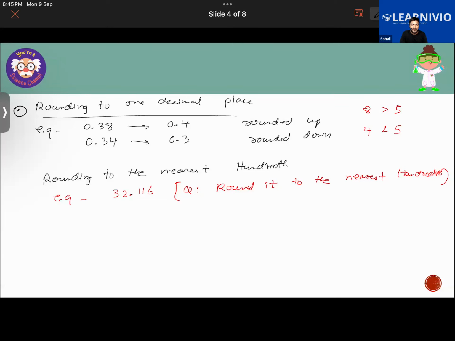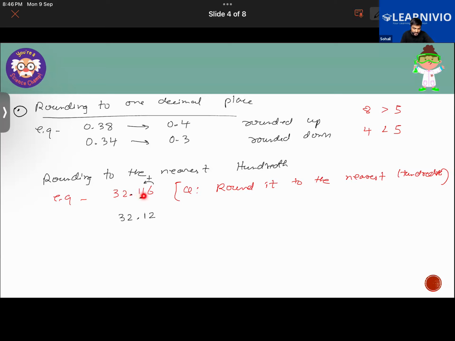Yes. Now here the round off digit is 1. You have to pay attention to 1. Now the number on the right of 1 is 6, and 6 is more than 5. So you have to add 1 to the round off digit. Add 1 to that 1, exactly. So that will become 32.12. Also, the question is saying that you have to round to the nearest hundredth, so this one is at the hundredth place.